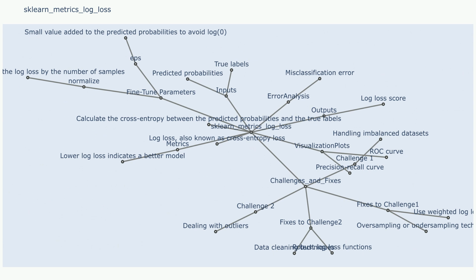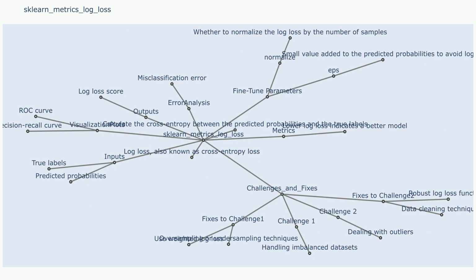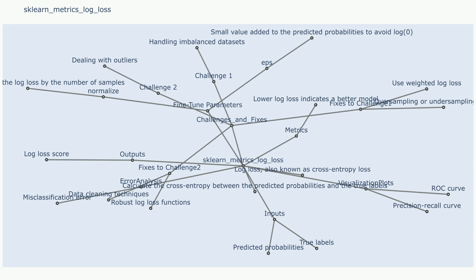Normalize: this parameter determines whether the log loss is normalized by the number of data points. If set to true, the log loss is normalized by the number of data points, resulting in a value that is independent of the size of the dataset. If set to false, the log loss is not normalized.